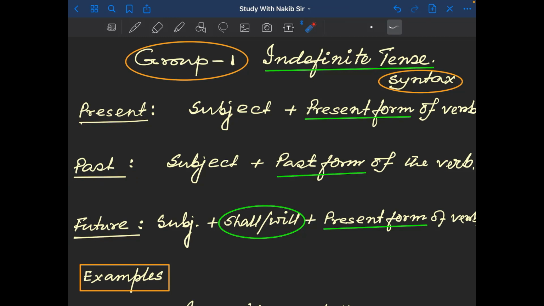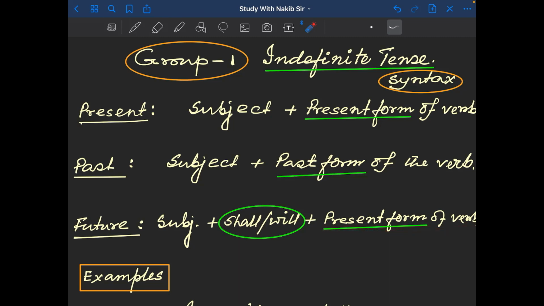Now we'll see the syntax of each time division. See, present indefinite tense, see subject. Subject is everywhere. Past indefinite tense, subject is everywhere. Future indefinite tense, so subject, subject, subject is everywhere. You need not remember that subject will be there. Now come to the verb form. For the present, you will write present form of the verb. For the past, you will write past form of the verb. And for the future, you know, English has no future tense verb form. The future tense verb form in English is formed by adding shall or will before the verb. You know this. So it is future, so you have got shall or will plus present form of the verb.